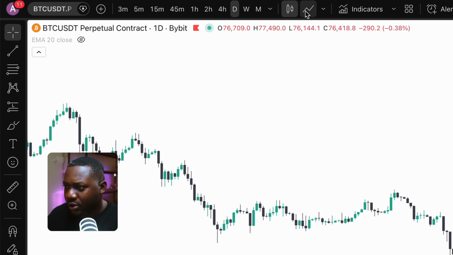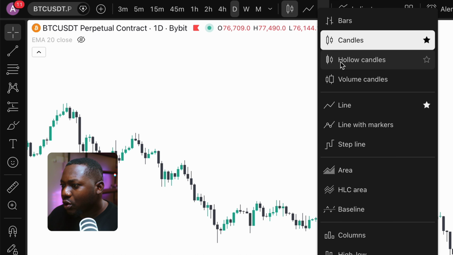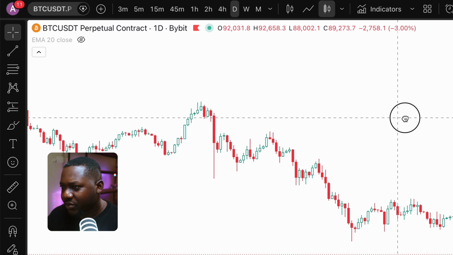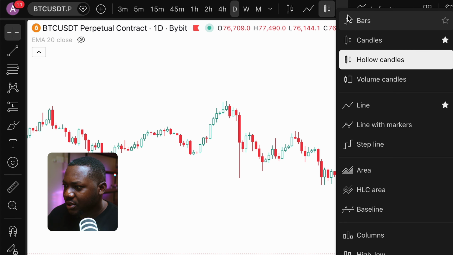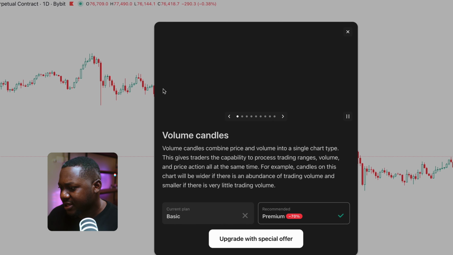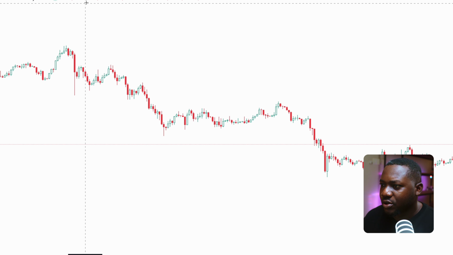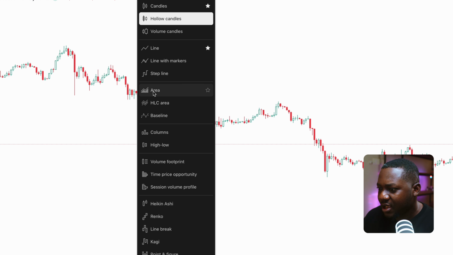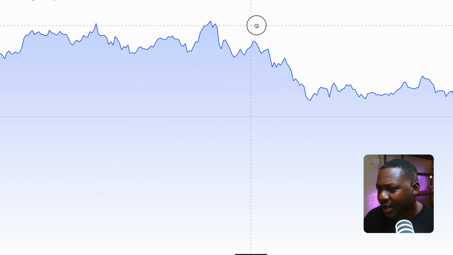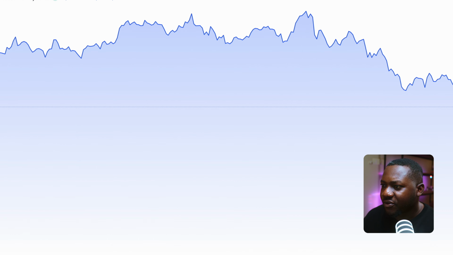Now, these are not the only options. If you click on this drop down, you see that there are hollow candles over here. You can play around with these. There are also volume candles, but I think this requires you to be on a paid tier. You can also play around with some of these area options. This is also giving you another type of chart and a couple of other ones.